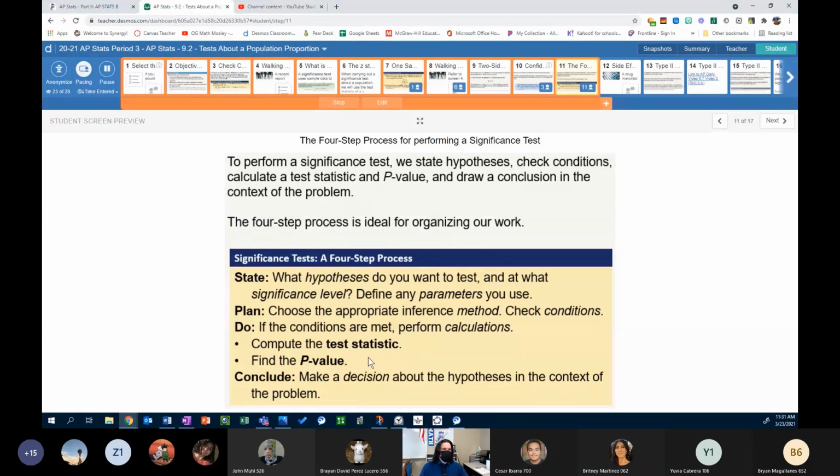So this is our four-step process. It helps you organize your work and it makes sure that you cover all the parts that they're going to check for on the AP exam.